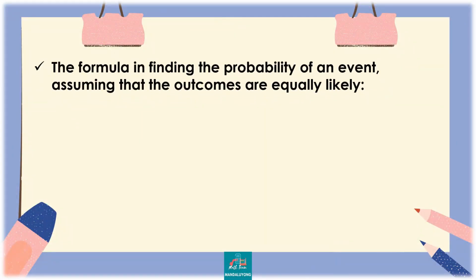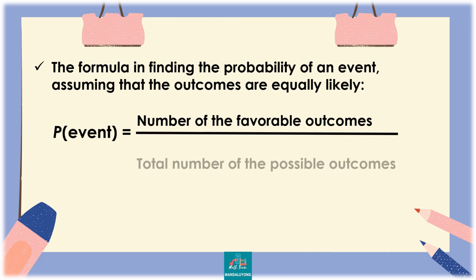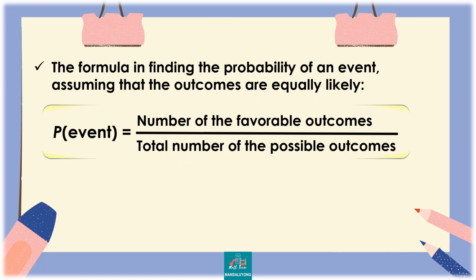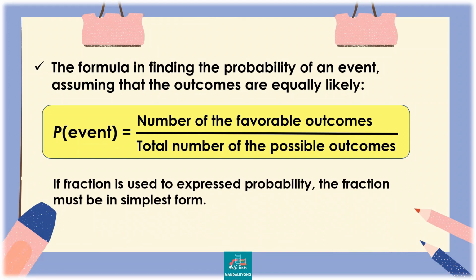Let us see the formula in finding the probability of an event, assuming that the outcomes are equally likely. Probability of an event or P event is equal to number of the favorable outcomes divided by total number of the possible outcomes. Ito po ang ating formula para makuha ang probability ng isang event. If fraction is used to express probability, the fraction must be in simplest form.